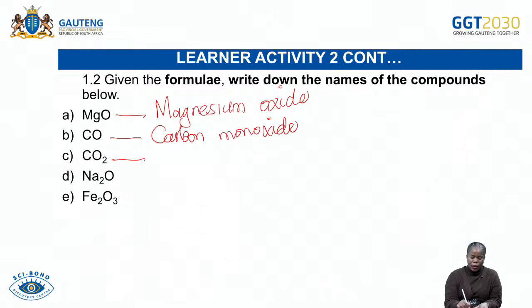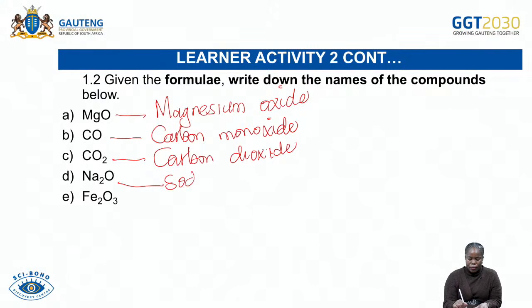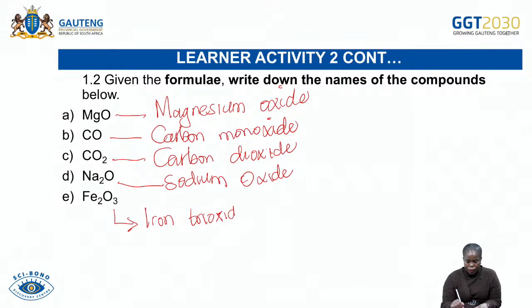CO2, carbon dioxide. Na2O, this is your sodium oxide. And then Fe2O3, this is your iron trioxide. Because of the what? Of the three atoms of oxygen that is there, okay?